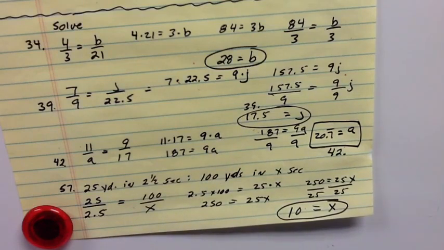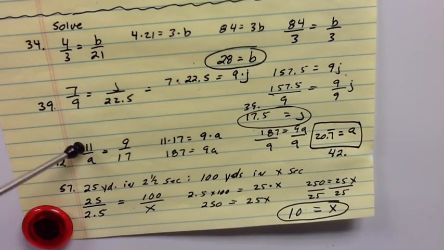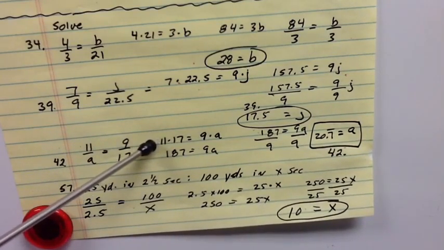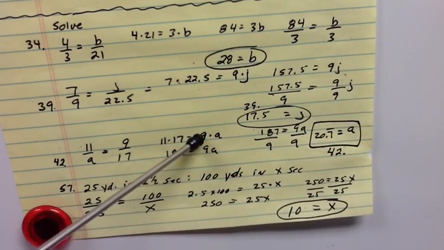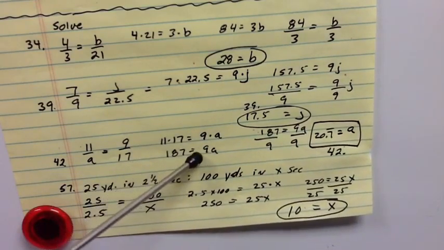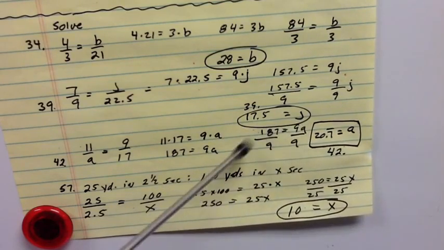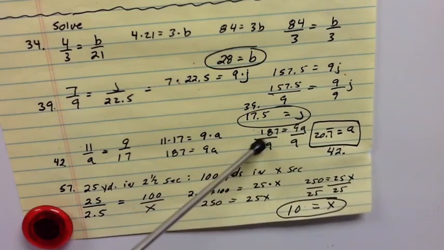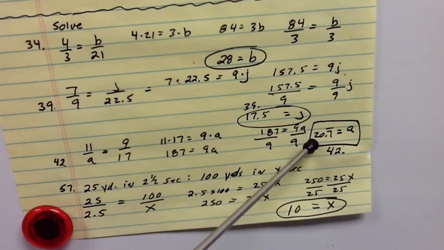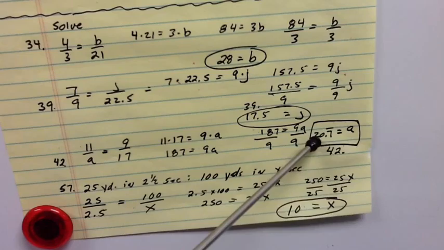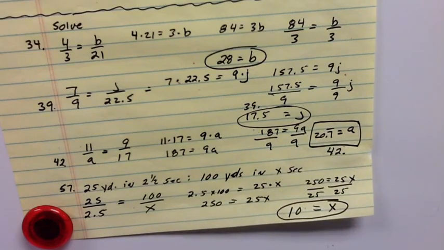17.5. Now 42 is 11 over A equals 9 over 17. Cross multiplying, 11 times 17 equals 9A. 187 equals 9A. Divide each side by the number with the letter. I divide by 9. 187 divided by 9 is actually 20.7 repeating, so I put a little bar above the 7. So that's the answer for 42.